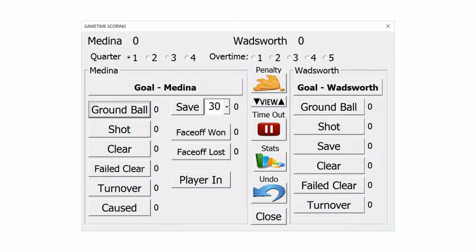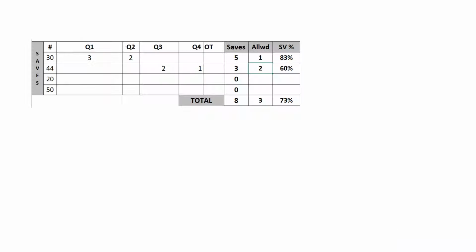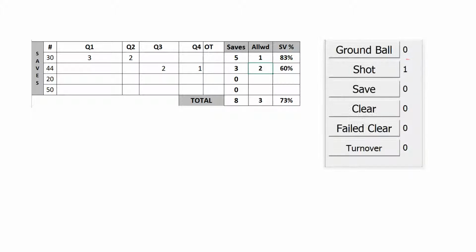If your goalie has a save, make sure the proper goalie is selected from the drop-down box and click the Save button. The system records the save for the selected goalie in the current quarter and also automatically records a shot for the opponent.